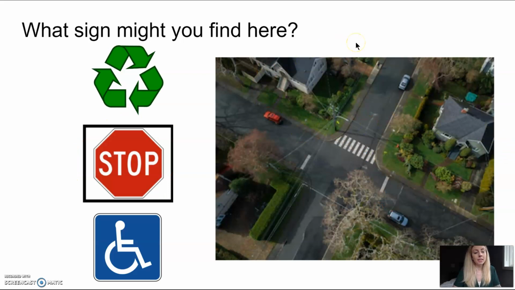All right, now pause the video. Let me know what sign you might find here. Is it the recycling sign, the stop sign, or the International Symbol of Access, or the wheelchair symbol? If you chose stop sign, you would be correct.